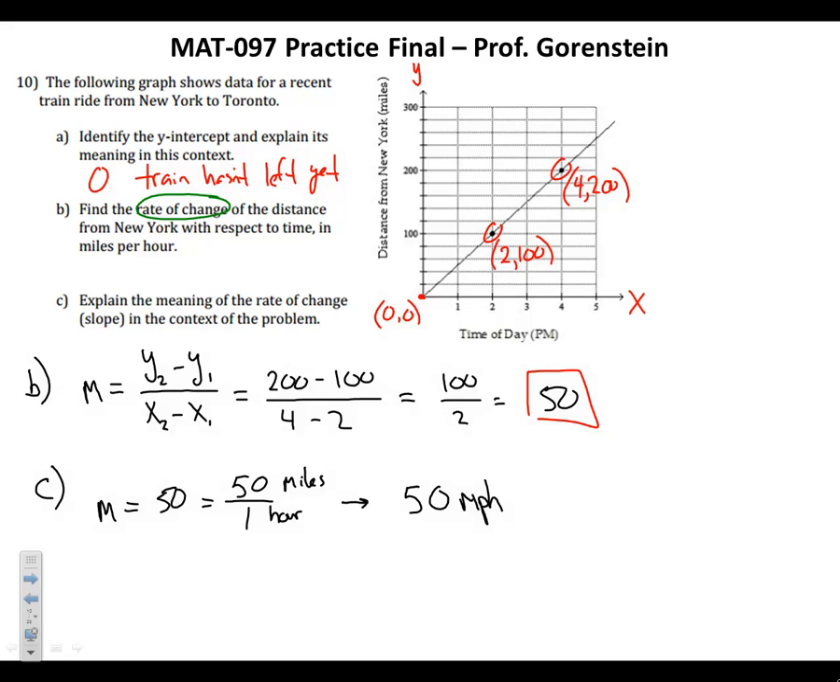So in the context of this problem, the rate of change being 50 means that the train is traveling at 50 miles per hour.